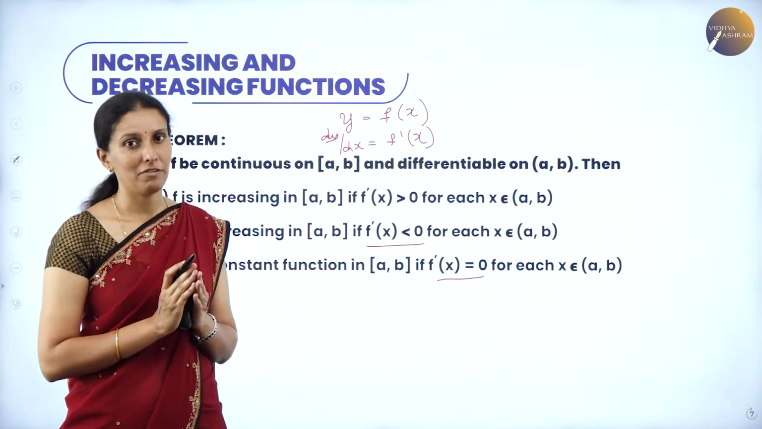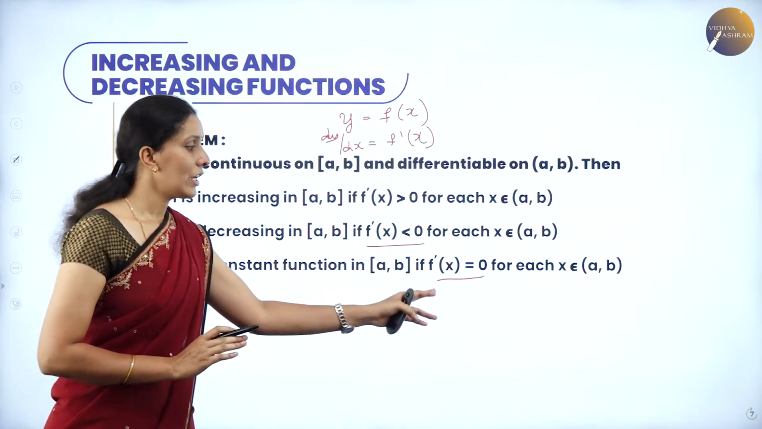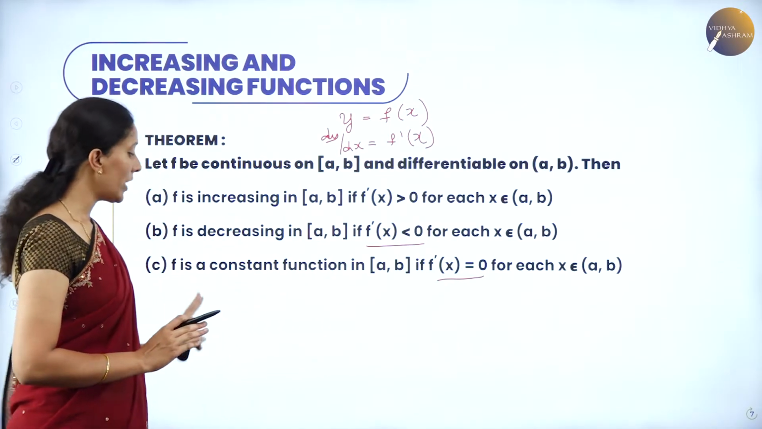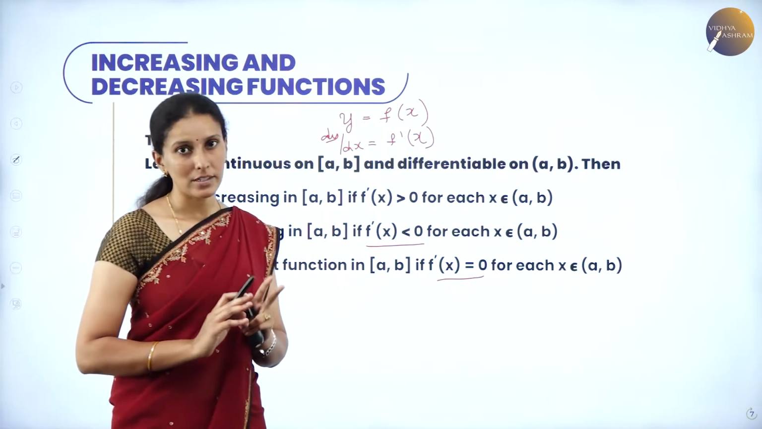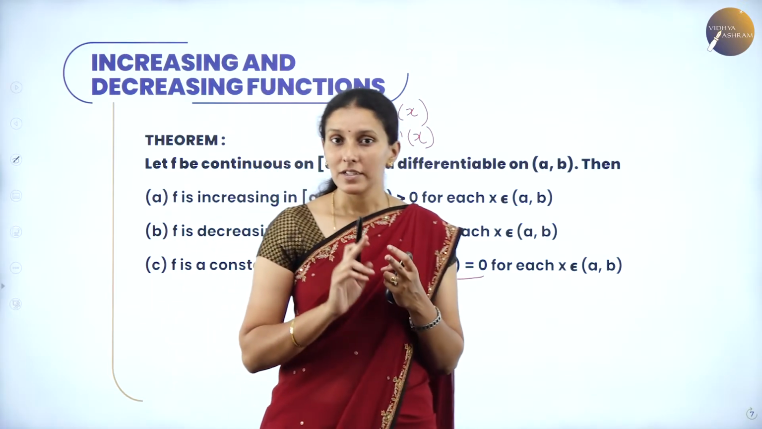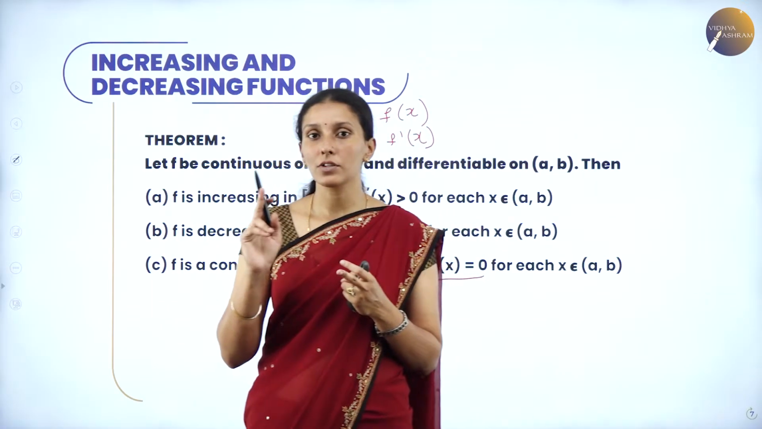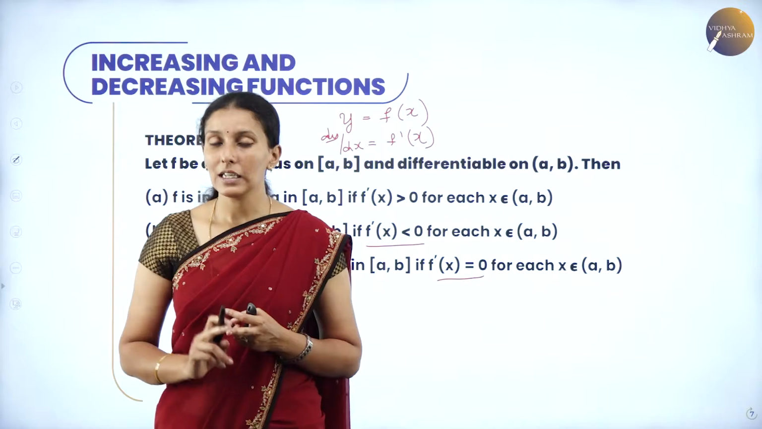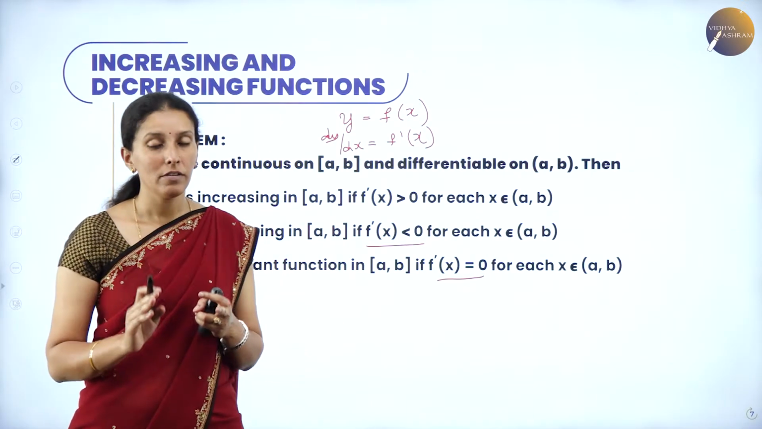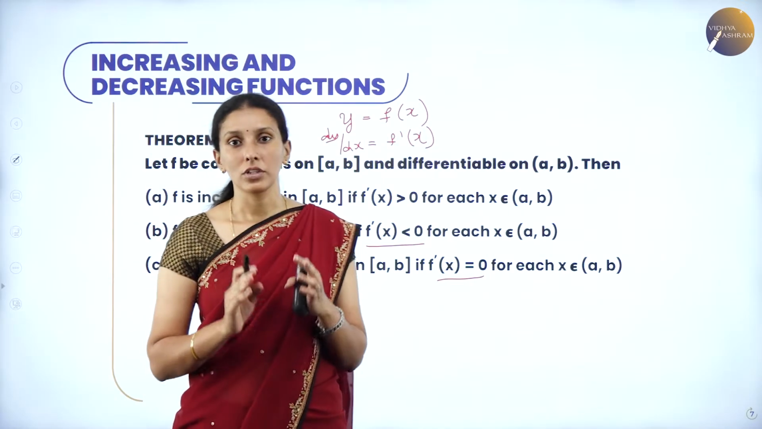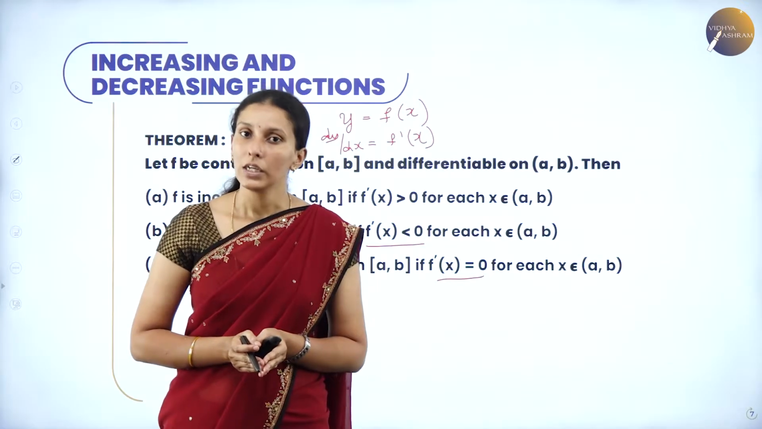Whenever it is equal to 0, for what values does the derivative become 0? Only for the constant function. That is why whenever it is exactly equal to 0, we say the function is a constant function. Hence, f is increasing if f dash of x is positive, f is decreasing if f dash of x is negative, and it is a constant function if f dash of x is equal to 0.